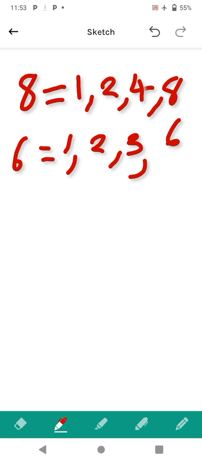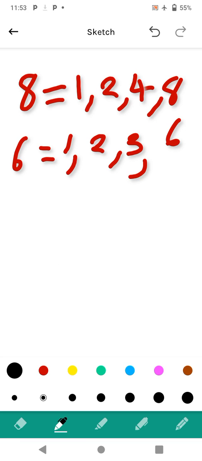If you check among these factors, we tend to have some numbers repeating, as in numbers appearing in both the factors of 8 and 6. For instance, 1 appears in both, 2 is up, 2 is down, but 4 is up, 4 is not down, 8 is up, 8 is not down. So we only have 1 and 2 to be the common factors. So 1 and 2 are common among the factors of 8 and 6.